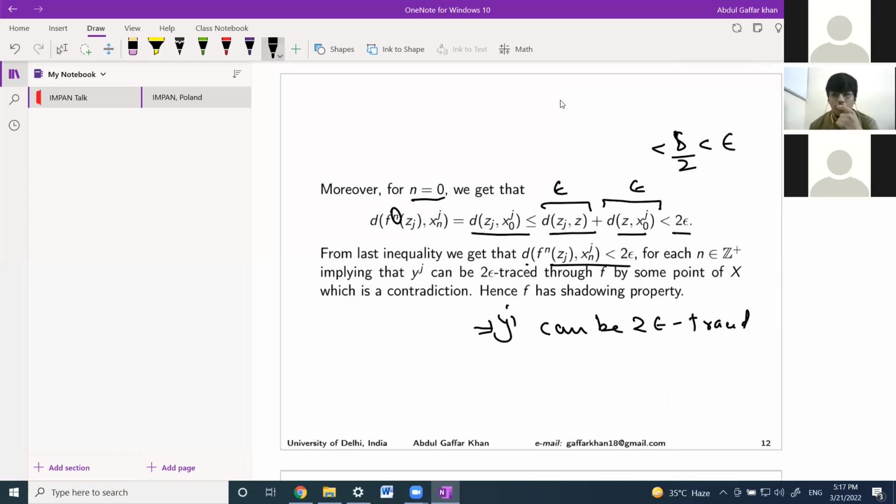So for the given epsilon, we can find some delta so that it can be delta traced, and it will work for every x. So this will prove that if the set of shadowable points of f is X, then f must have the shadowing property.